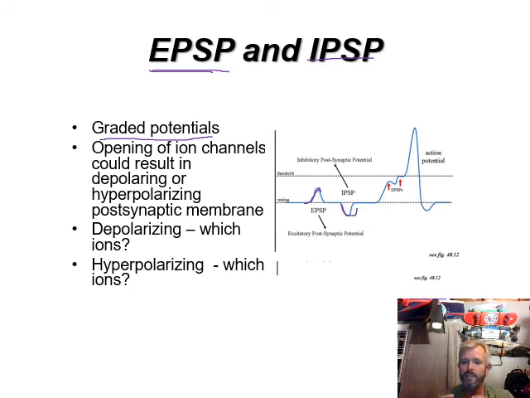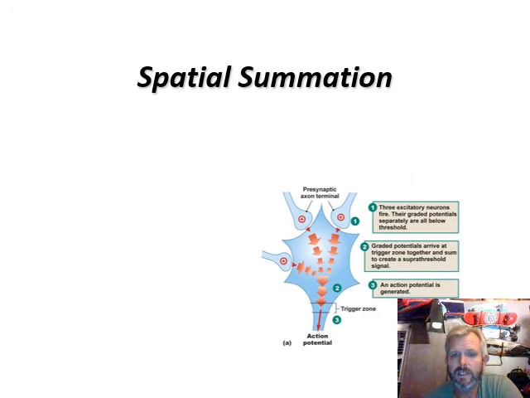And so what we can see is these excitatory signals and inhibitory signals can be summed together. If there is enough excitatory potential, we can probably reach that -55 threshold at the axon hillock. So let's see how we get some summing. We can get what's called spatial summation.